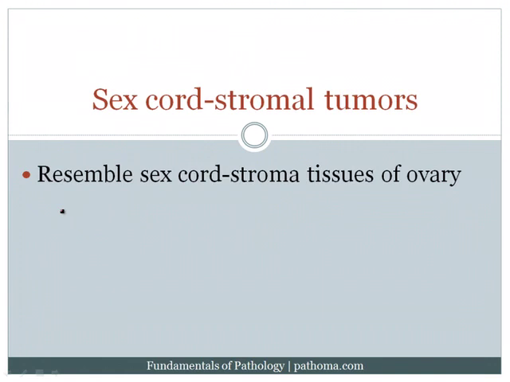The third category of ovarian tumors are the sex cord stromal tumors, and these are tumors that resemble the normal sex cord stromal tissue of the ovary. And remember that we talked about this previously and said that among the sex cord stromal tissues, we've got granulosa cells and theca cells, whose role is to support the oocyte. We've got fibrous tissue, and then very rarely we can also have tumors that arise from Sertoli cells and Leydig cells, and we're going to talk about that in more detail in a moment.